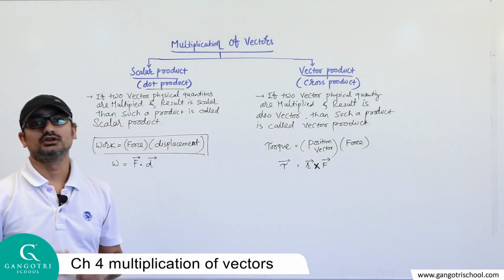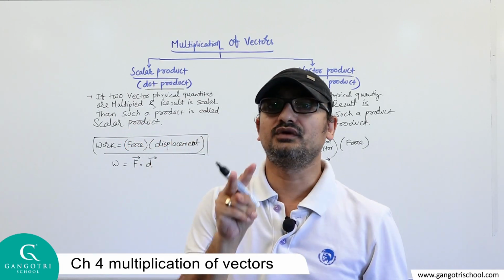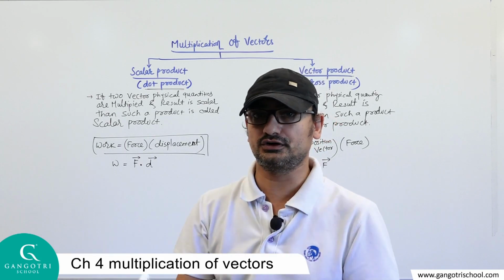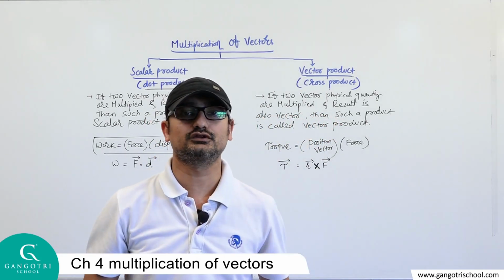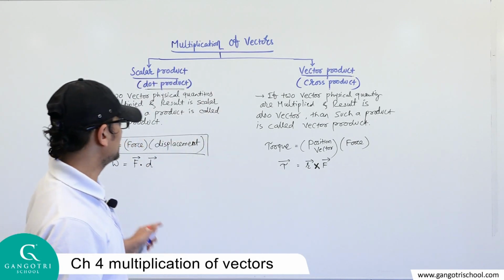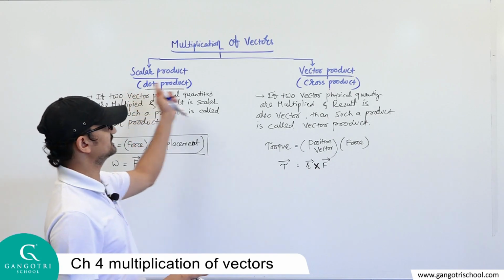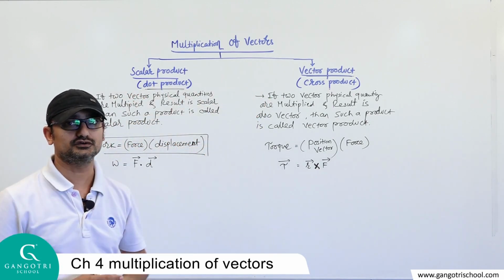So please, dear students, remember only one thing: if two vector quantities are multiplied and the result is a scalar, it is known as a dot product. If two vector quantities are multiplied and the result is also a vector, it is known as a cross product. Now this is only the primary introduction, so that we understand the meaning of these two. What is the meaning of dot product, and what is the meaning of cross product.